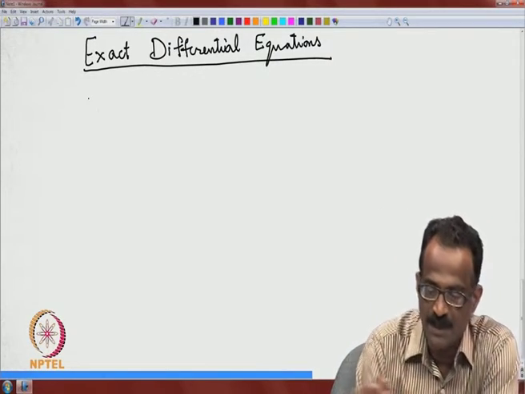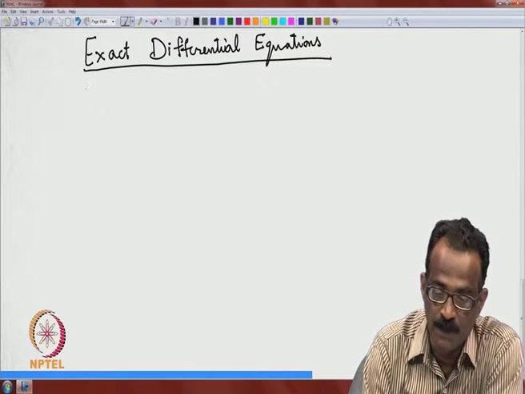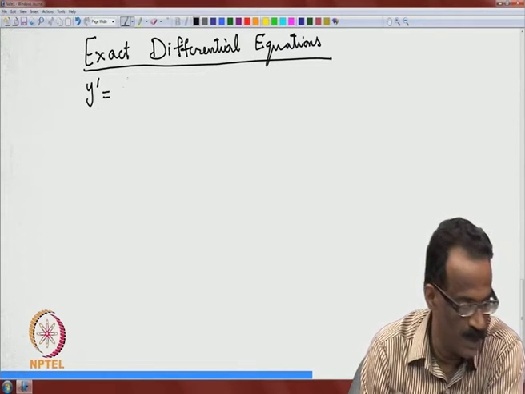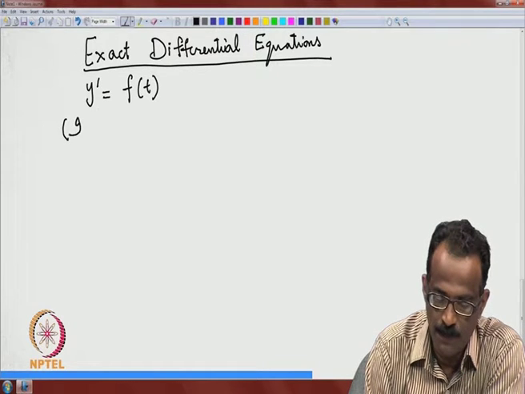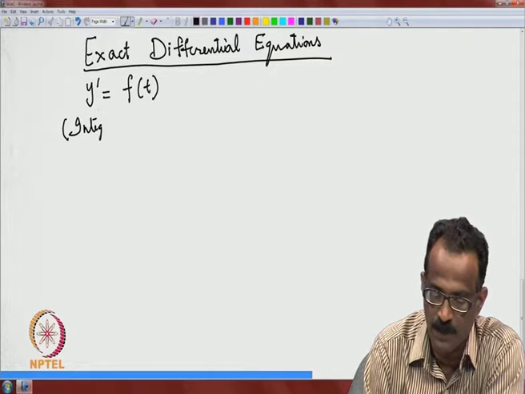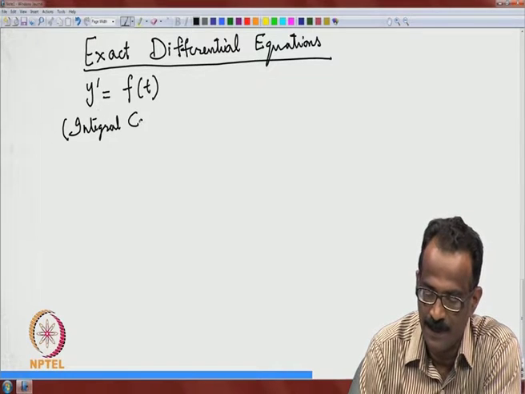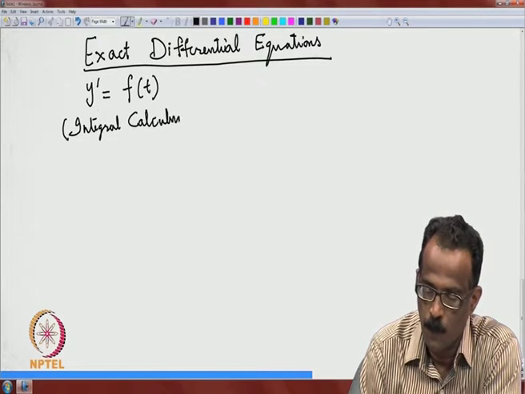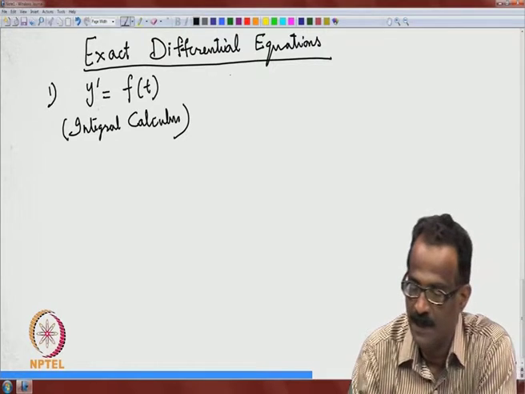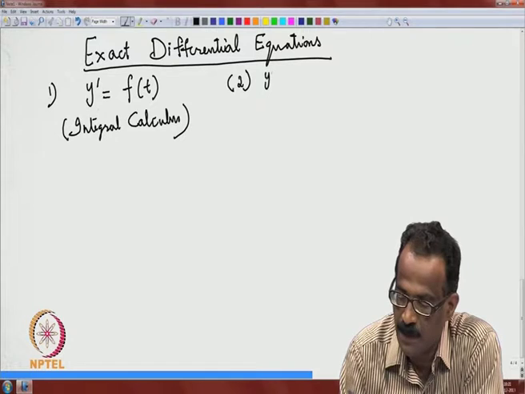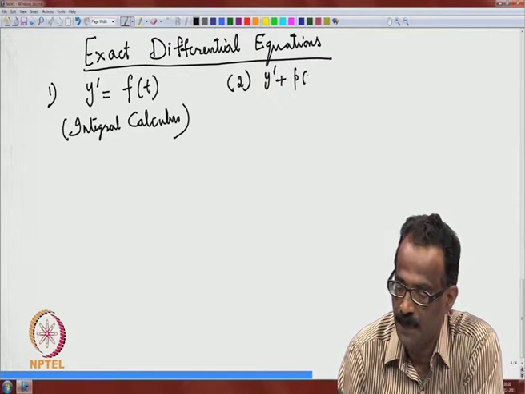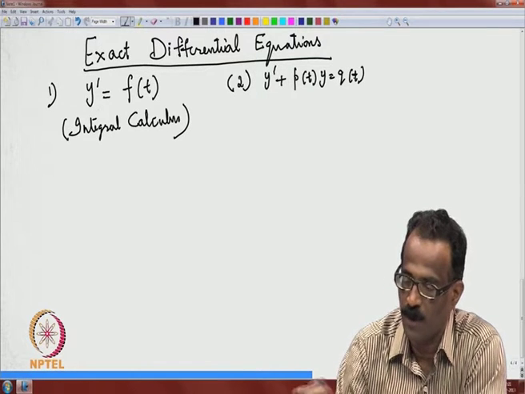So, basically we have studied three types of equation. One is the integral calculus problem. Suppose you are given an equation of this form, this is the integral calculus problem, that is the terminology I am using here. That is the first thing we have studied. The second is the first order linear equation, y prime plus p t y is equal to q t. This is what we have so far completed.